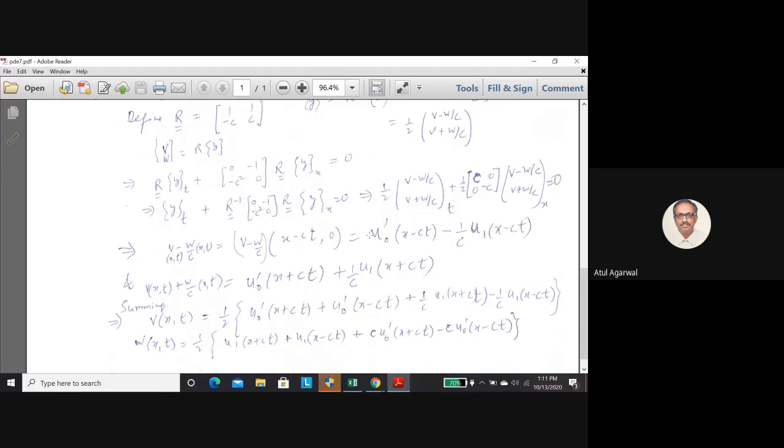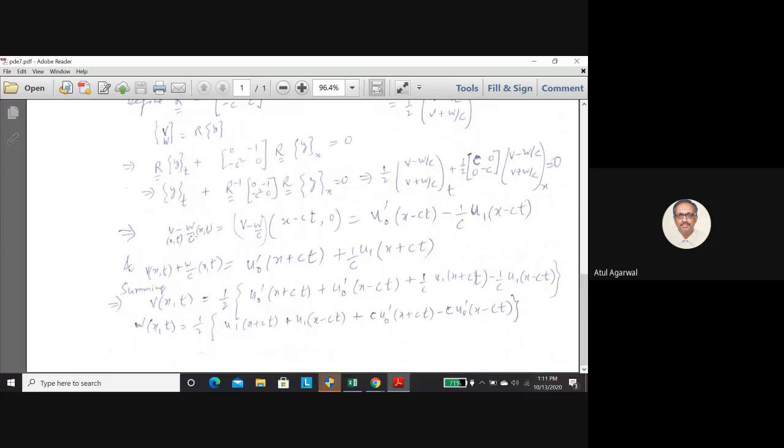Similarly, for the second differential equation, there is a solution. V plus W by C is equal to, you just check, u naught prime of x plus ct plus 1 by C u1 of x plus ct. You have to put the value of x and t, and you will get the value of u naught prime. So this is not a product, this is a function of x plus ct.